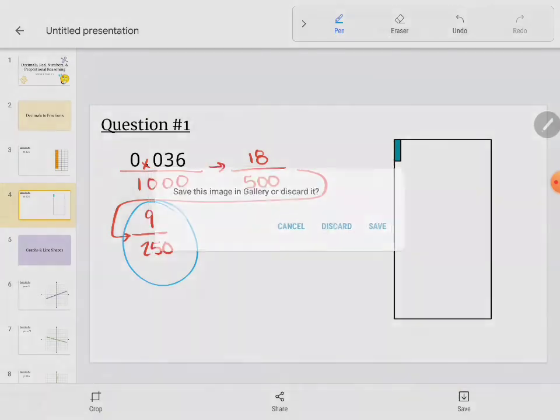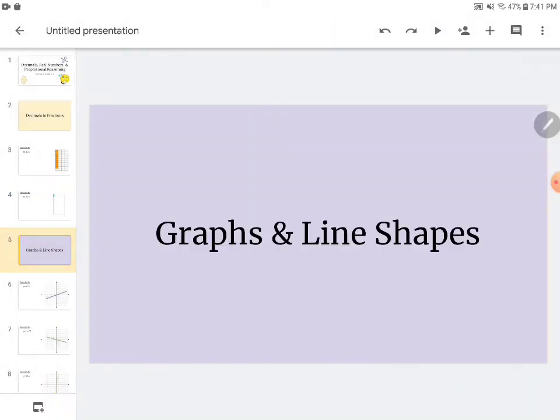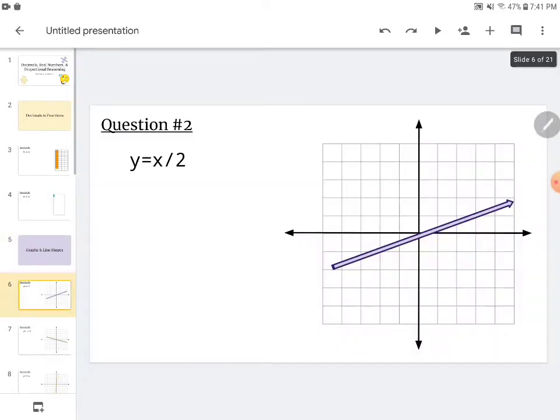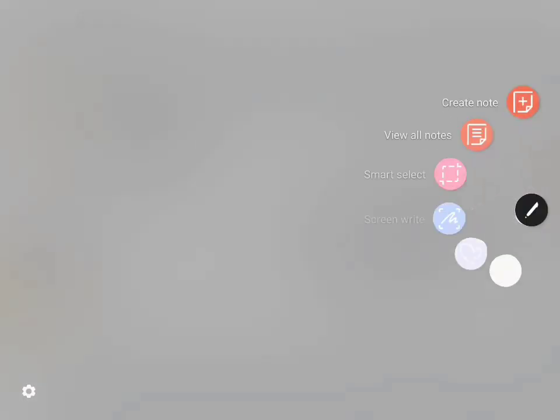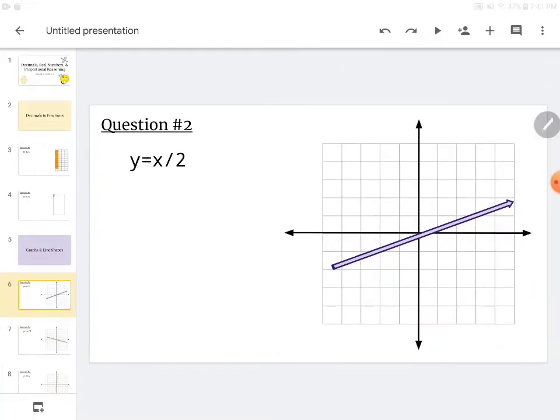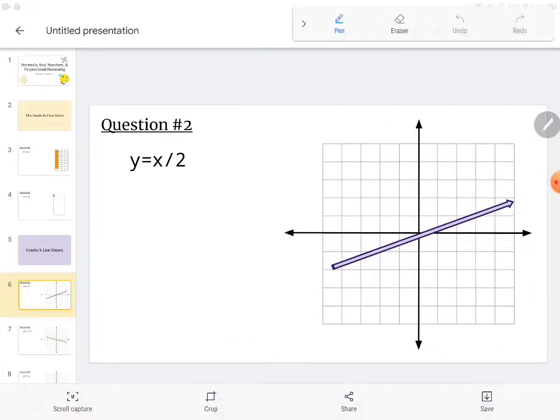Now for question number 2, we're going to be discussing graphs and line shapes. Again, this isn't too hard. It's very easy. We're going to start out with the equation y equals x divided by 2, or x over 2, if you'd like to say that. All you need to do is fill in x in our equation with any number you want and graph it on the number line. So, for example, let's say we want x to be 1.